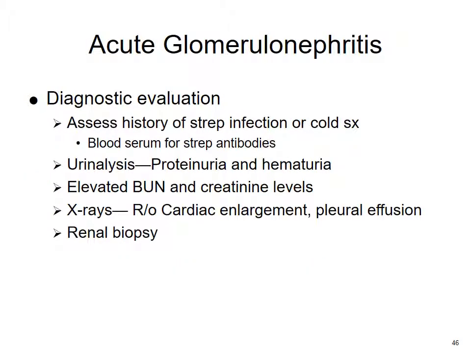So for diagnosis of glomerulonephritis, the provider is going to assess for a history of a strep infection or cold symptoms. We can do a blood test for strep antibodies to see if there was a recent strep infection. The urinalysis will show both protein and blood, and there will be elevated BUN and creatinine levels. So that is different from nephrotic syndrome as well. You will see elevated BUN and creatinine with acute glomerulonephritis.